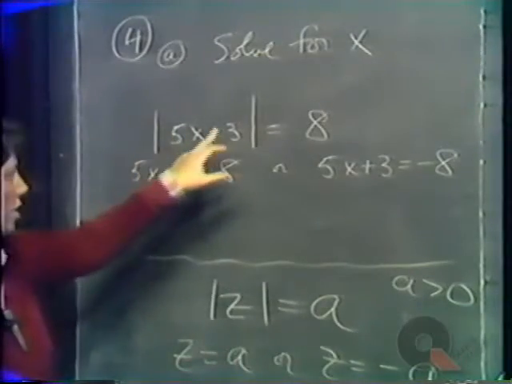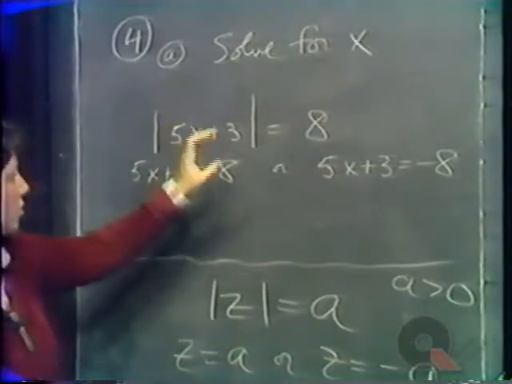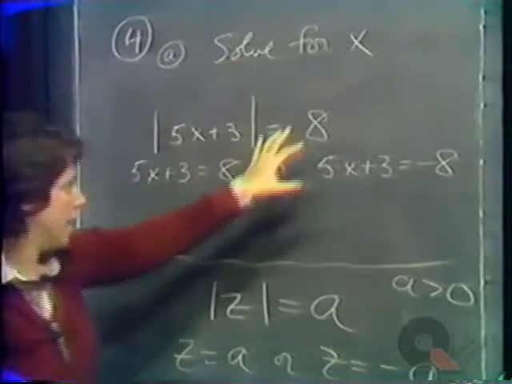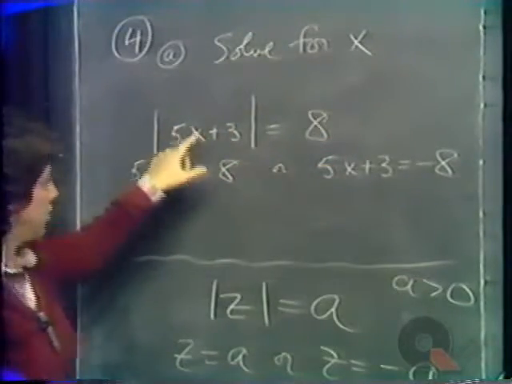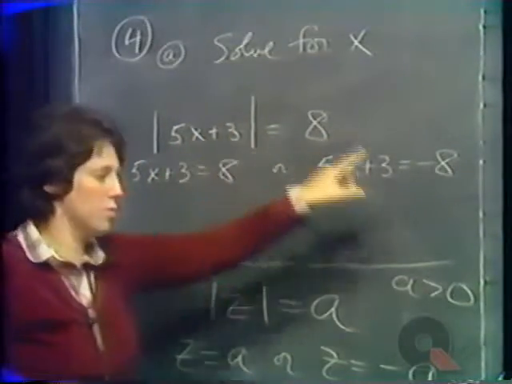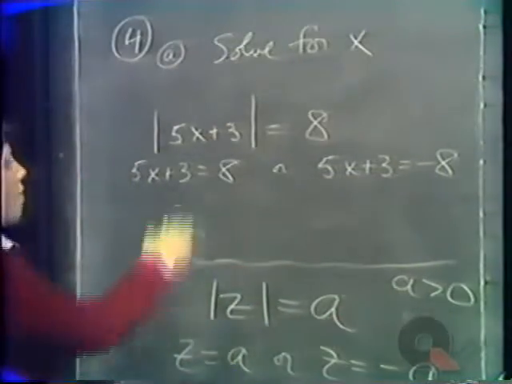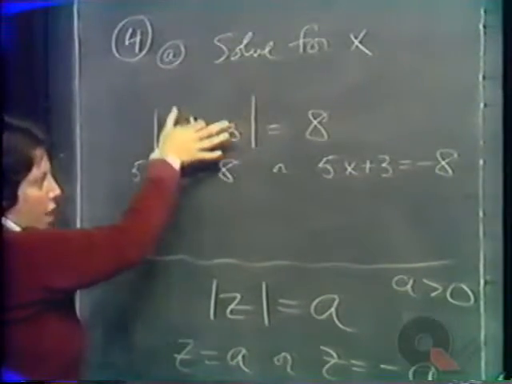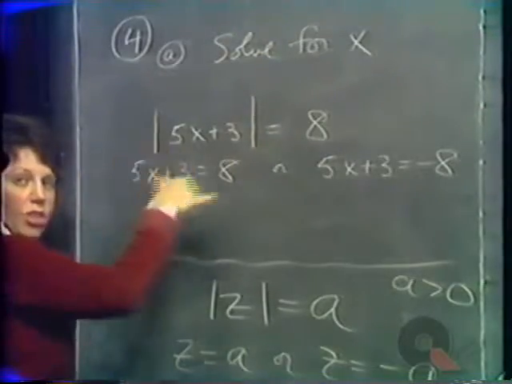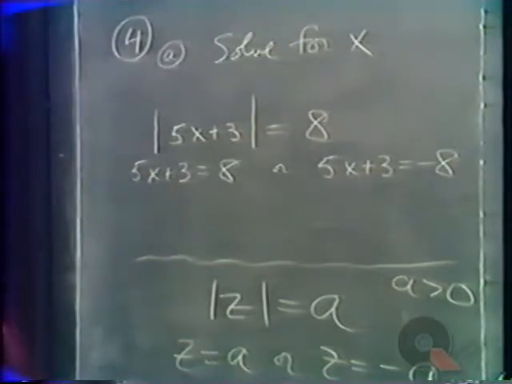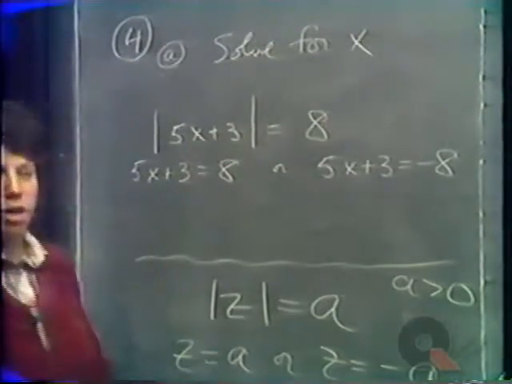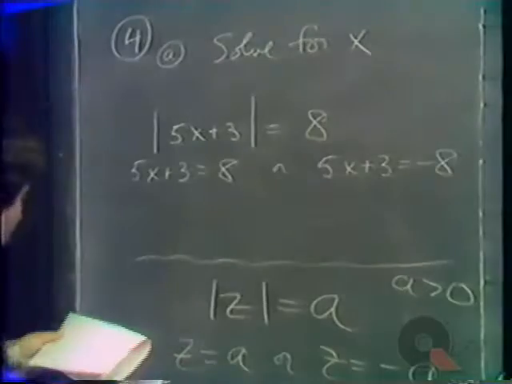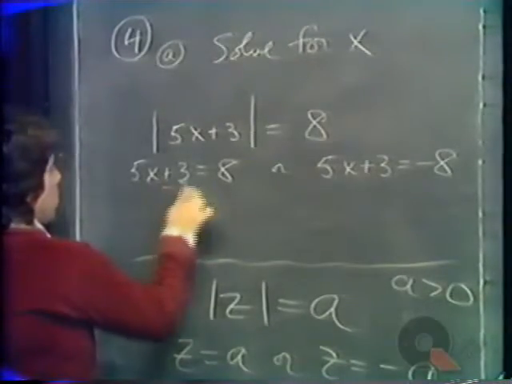In other words, z is whatever is in the absolute value sign. In this case, it's 5x plus 3, a is 8. So first you write z equals a, and then you have z equals minus a. Or 5x plus 3, you figure it out, you drop its sign, it's 8. So either it was originally 8 or it was originally minus 8. So when you dropped its sign, you got 8. So you have two simple equations to solve. Here we get subtracting 3 from both sides.